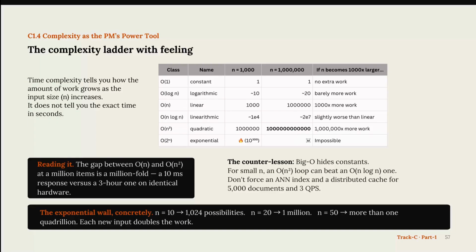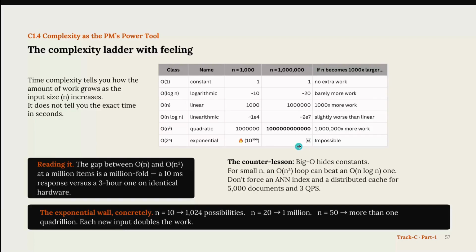Now if it is exponential in nature, I would not even dare to compute it. That's why I put a skull there. And it's dangerous. It's almost impossible to do that at a scale of a million items. What I wanted to tell you through this is that the gap between O(n) and O(n square) is a million-fold at this scale, which is a million items. A 10 millisecond response versus a 3-hour response on the same hardware.